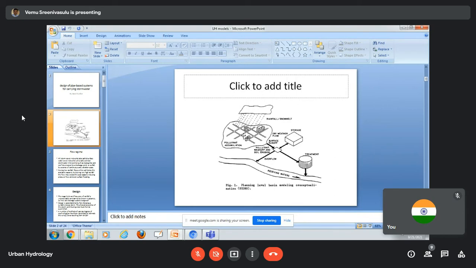What should be the impervious area? What should be the pervious area? Where do we have to lift the water, and where do we have to flow the water using gravity? All those things we have to design.